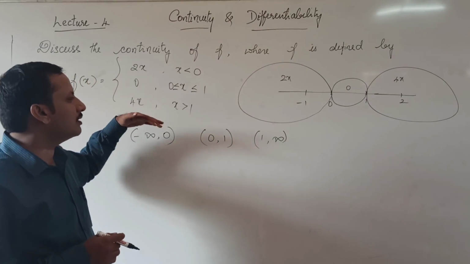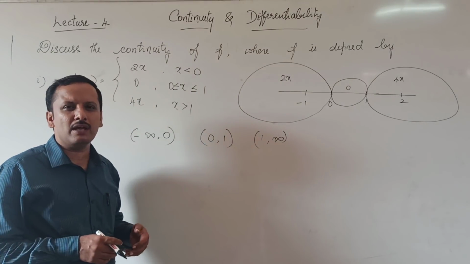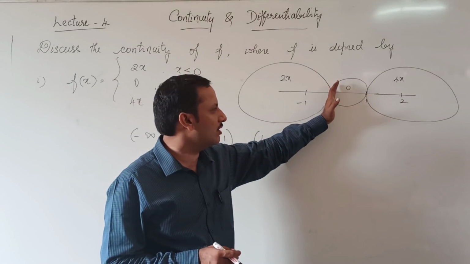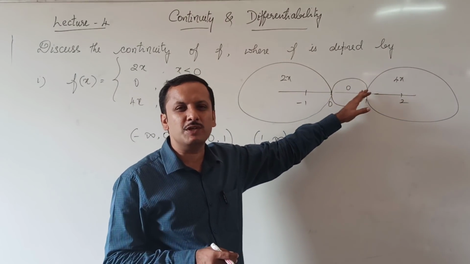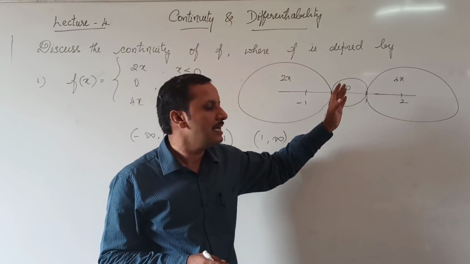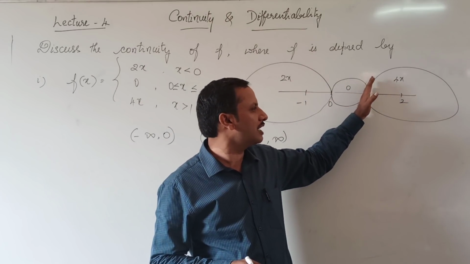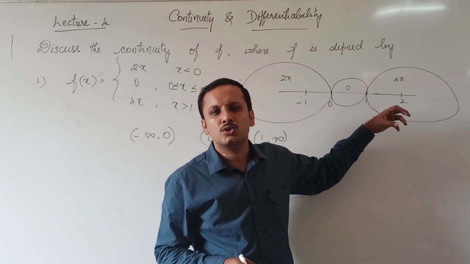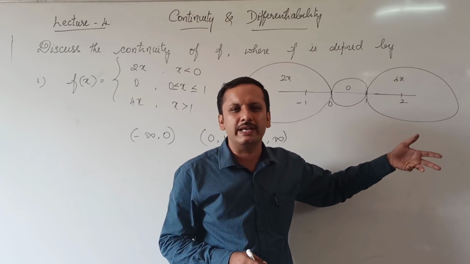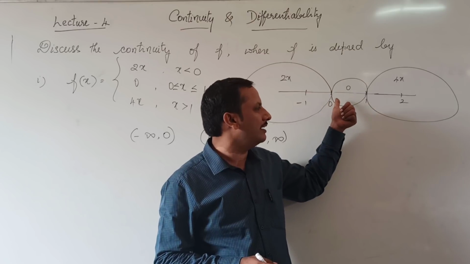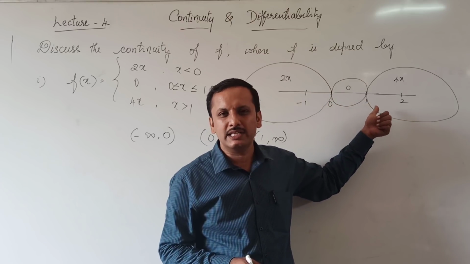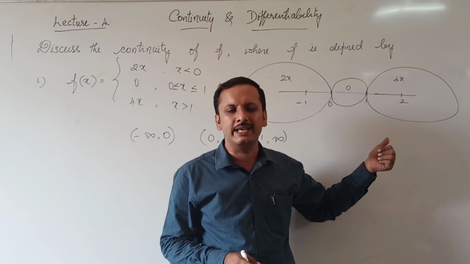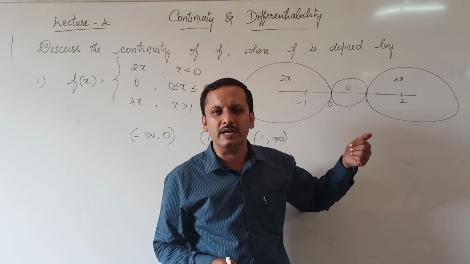Hence, for the points of discontinuity, there are only two possibilities. One, at 0, because to the left side of 0 and the right side of 0, the function is defined in two different ways. Again, to the left side of 1 and to the right side of 1, the function is defined in two different ways. So the only points of discontinuity may arise at 0 and at 1. Those are the only 2 points where we need to check the continuity. Everywhere else it is continuous.